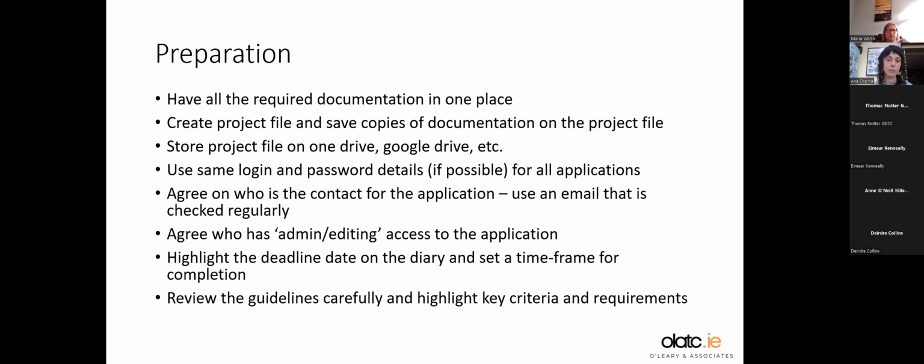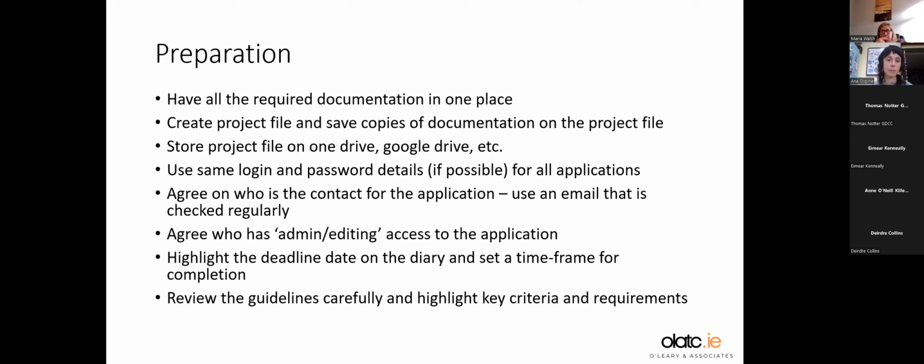So preparation is key, as we said last week. Absolutely very, very important with an online application because everything is online, everything's in digital format. So have all the required documentation in one place, create a project file, save copies of any documents in that project file, and store it on OneDrive or Google Drive or Dropbox, whatever, so you have access to it anywhere, especially if you're working with teams, so that your team has access to it as well.